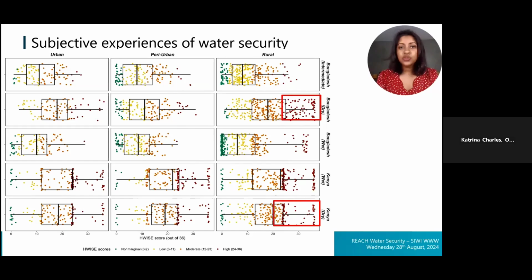So this highlights the very subjective nature of water insecurity, and the HWISE scale, we found it to be useful for seasonal comparisons within a given context, but relatively less useful when comparing across different contexts.